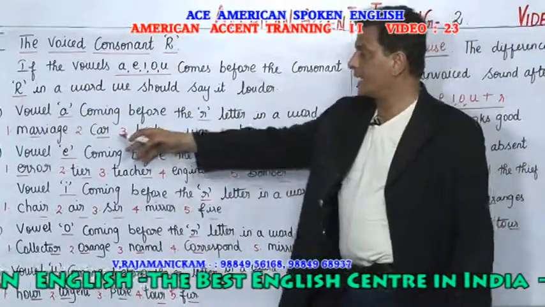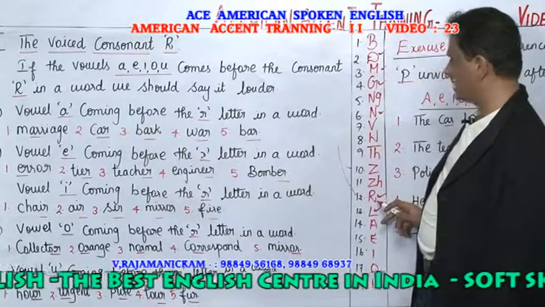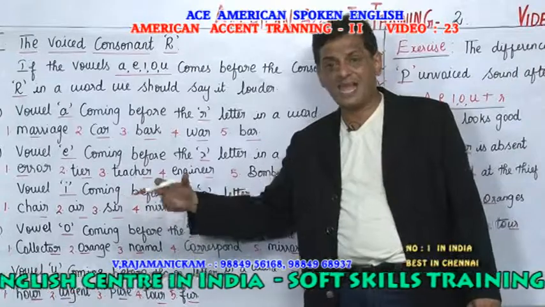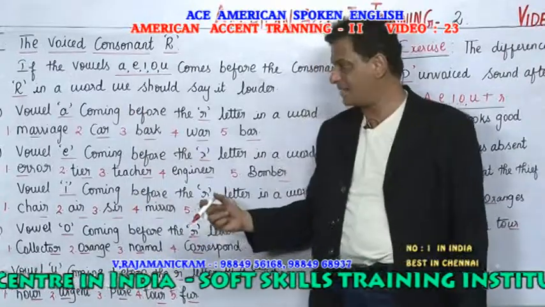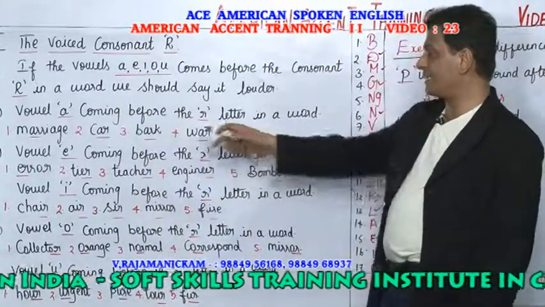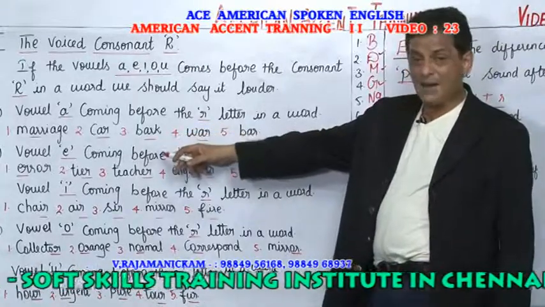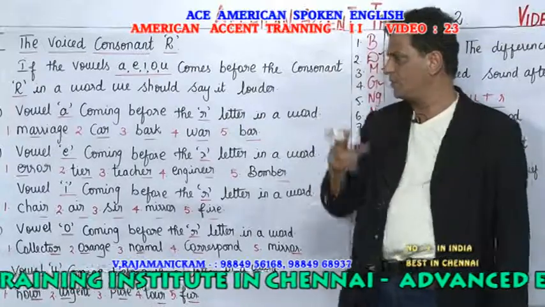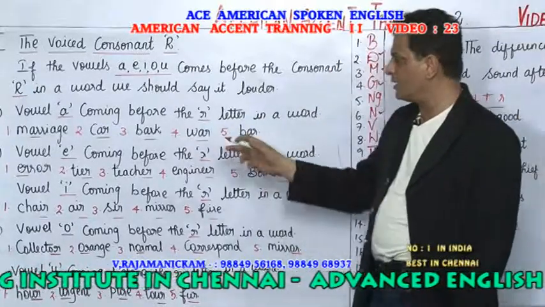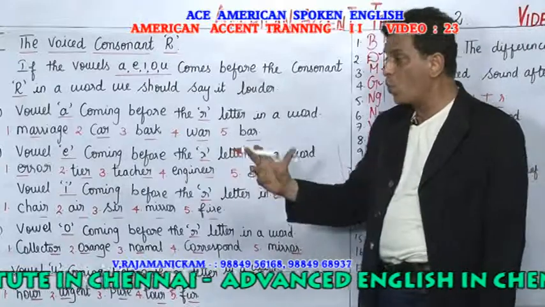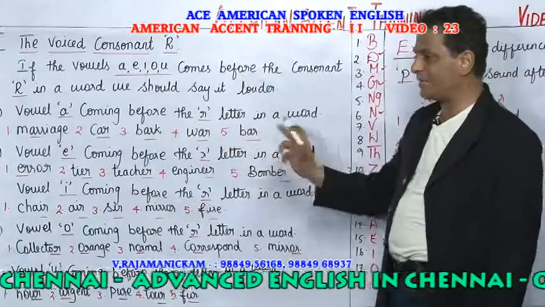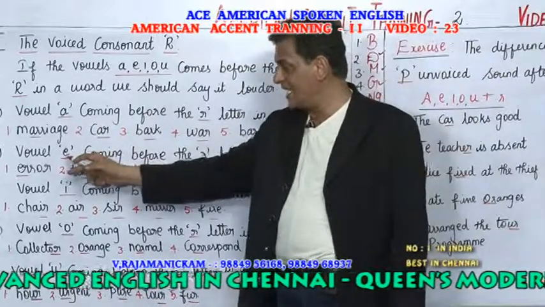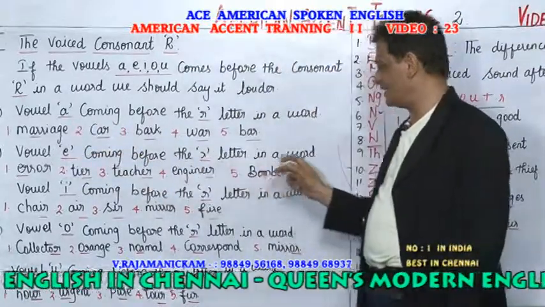Now, R is a voiced consonant, isn't it? Where is R? R is here. C-A-R, how do you say? You don't say car, you say car. The car. The car is good. B-A-R-K, R is there. How do you say? Pronounce. Bark. So open your mouth and say the vowel sound. Vowel should come, sound should come up. Before R, A comes. War. Before R, A comes. Bar. Right? You got it. So next after A, E comes before the R letter in a word.